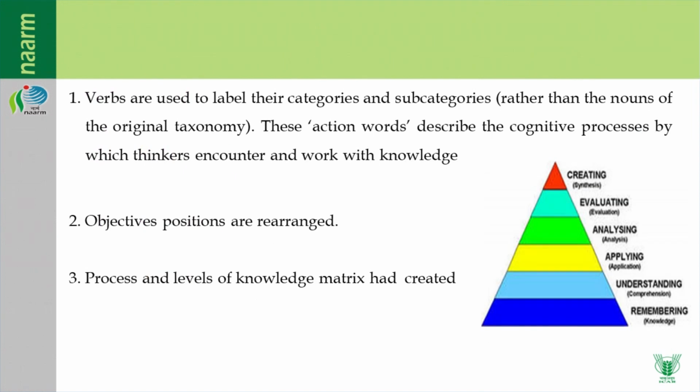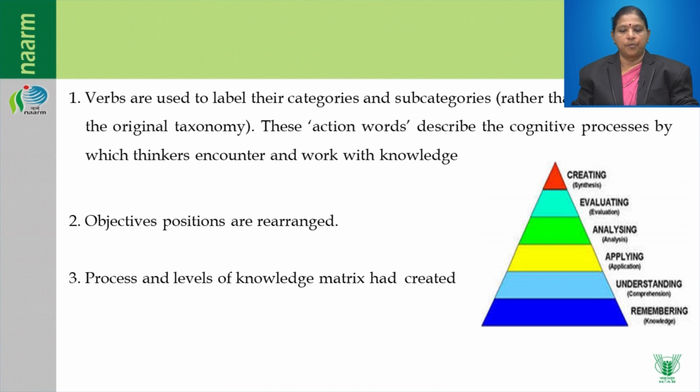So, here we can see the modifications done in the revised Bloom's taxonomy. Action verbs are used for the cognitive processes. So, the knowledge objective in Bloom's taxonomy is changed into remembering, and comprehension is changed into understanding, application is applying, and analysis is changed into analyzing. And here we can see the change in the position of the evaluating objective and the synthesis objective.